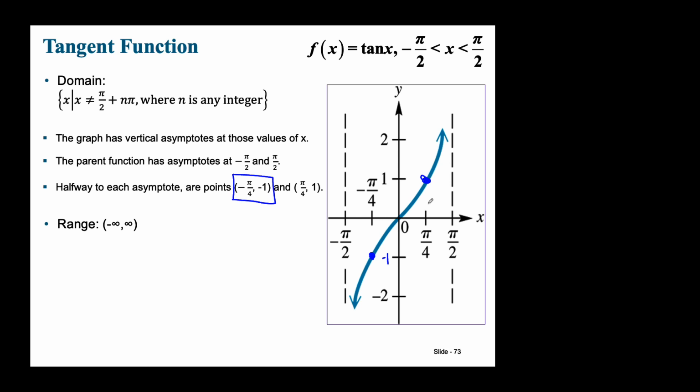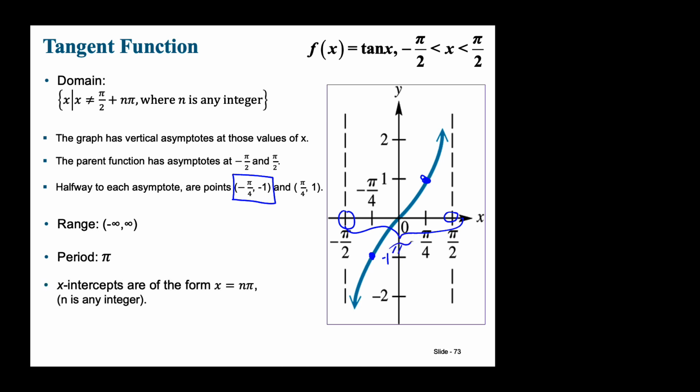The range for tangent is negative infinity to positive infinity. You can see there are no holes, gaps, asymptotes as we travel from the bottom to the top. The period for each of these is pi. So the distance between the two asymptotes is a distance of pi radians. That makes it the period of tangent.